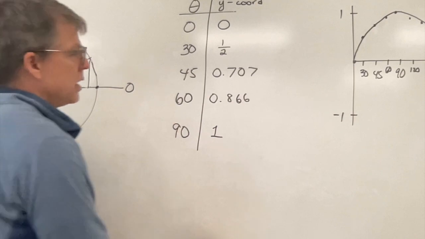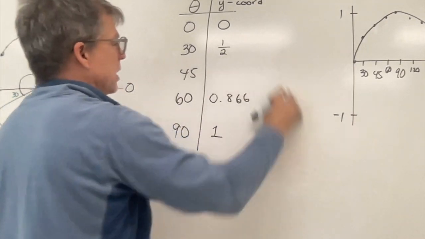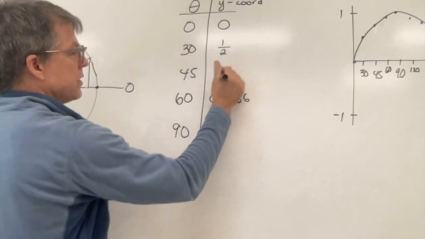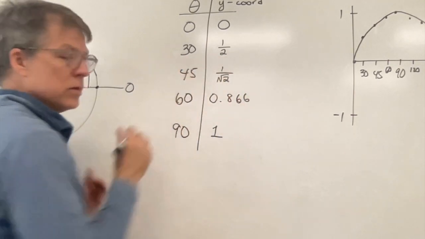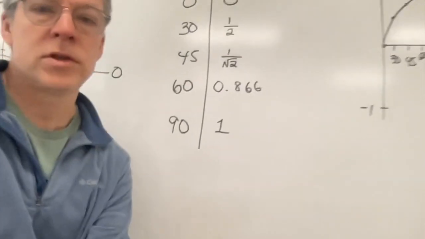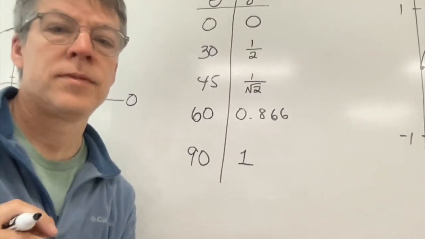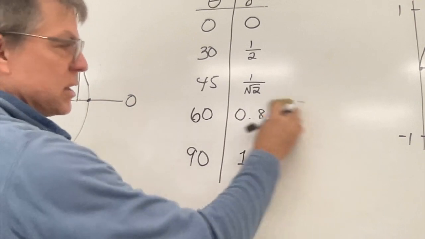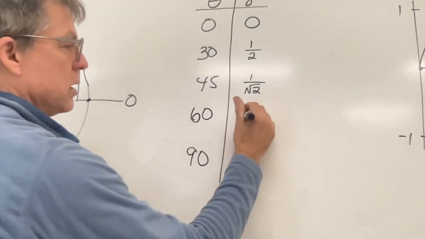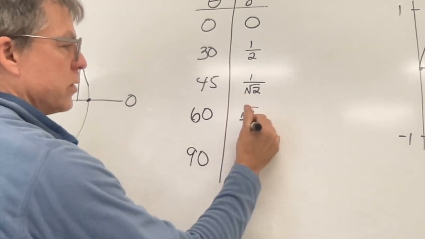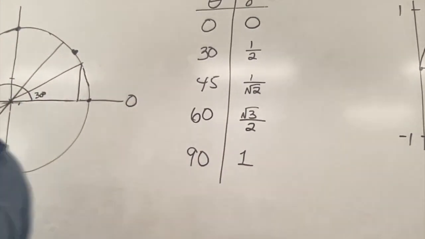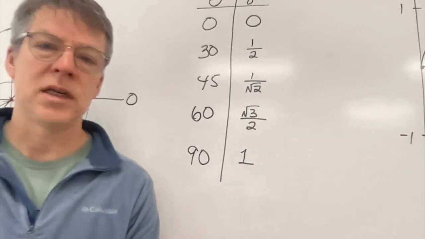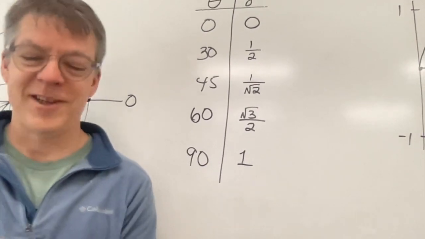0.707, you can get it using the Pythagorean theorem, but I don't have time to show that to you. This 0.707 ends up being 1 over root 2. Okay, can you see that? 1 over root 2. And then this 60 degrees, that 0.866, that's an approximation for square root 3 over 2. And those might seem random to you, but I swear you can find them using the Pythagorean theorem. Like I said, I just don't have time. It's already a 14-minute video.